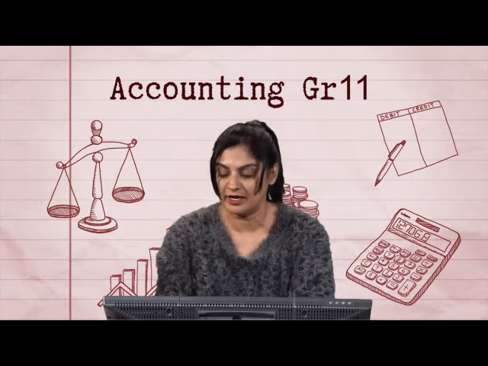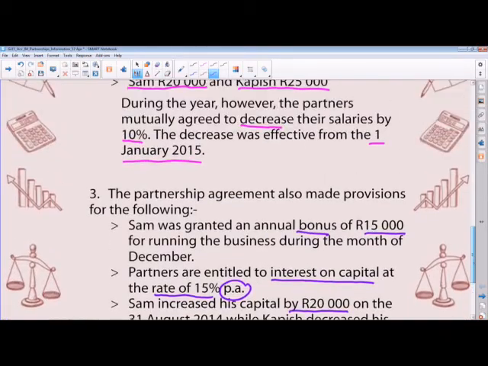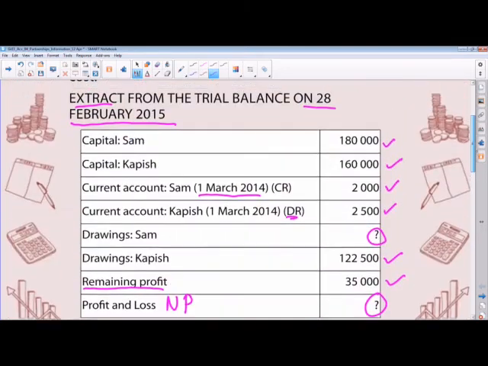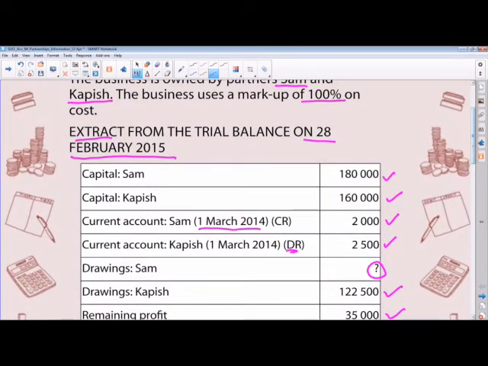What do we mean by it was recorded? If we go to our pre-adjustment trial balance at the beginning of this page, Sam's capital is 180,000 after the change took place, and Kapish's is 160,000, again after the change took place. In other words, these balances represent the capital balance at the end of the financial year. Got it? Right, so let's now go to the calculation, and let's work out the interest on capital for each partner.